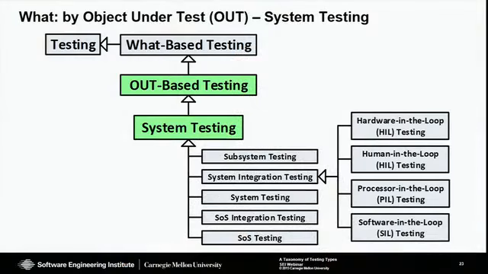Now, and by system I mean not just software, hardware, data, facilities, manual procedures, personnel, equipment, the whole nine yards here. And we can do subsystem level testing, where we're testing the subsystem as sort of a black box. We can do system integration testing. And as you can see on the right hand here, we can do it with actual hardware in the loop, with a human in the loop, with the actual processor, with actual software.